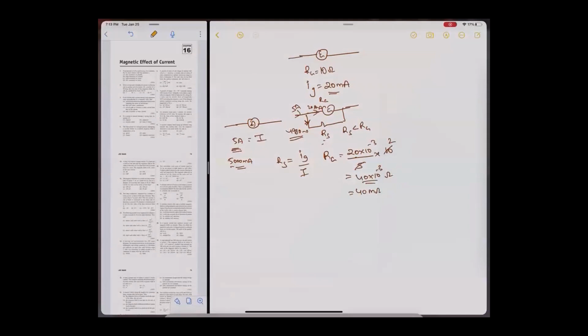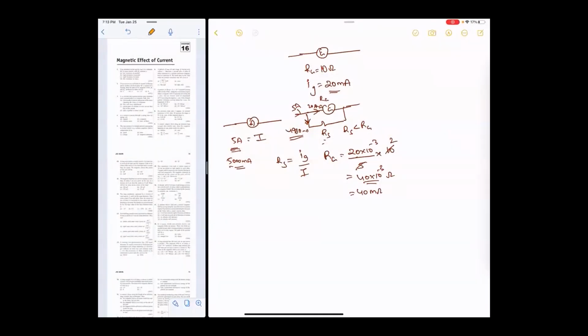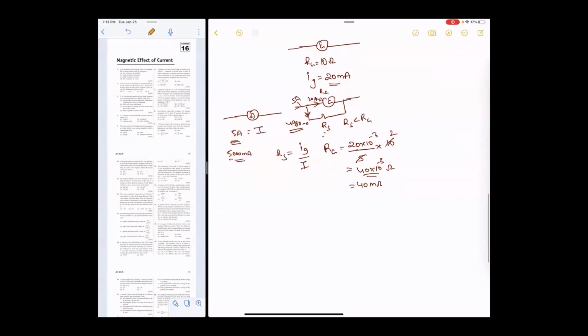Now you're able to do it. The next question. What is the new business we are starting? Voltmeter business. So what is the voltage of the voltmeter? It has to measure 20 volts. Now tell me, heroes and heroines. How should I connect the resistor? Parallel or series?